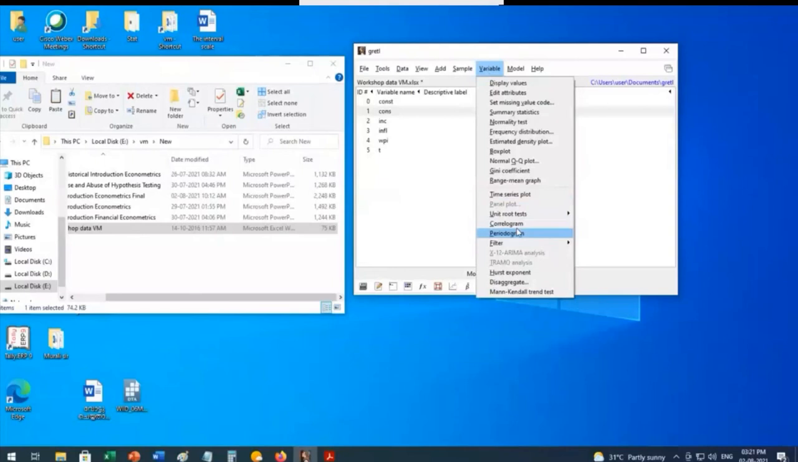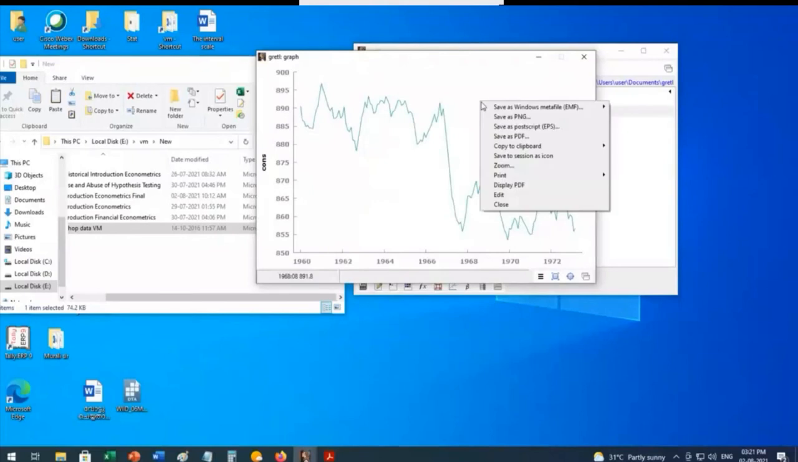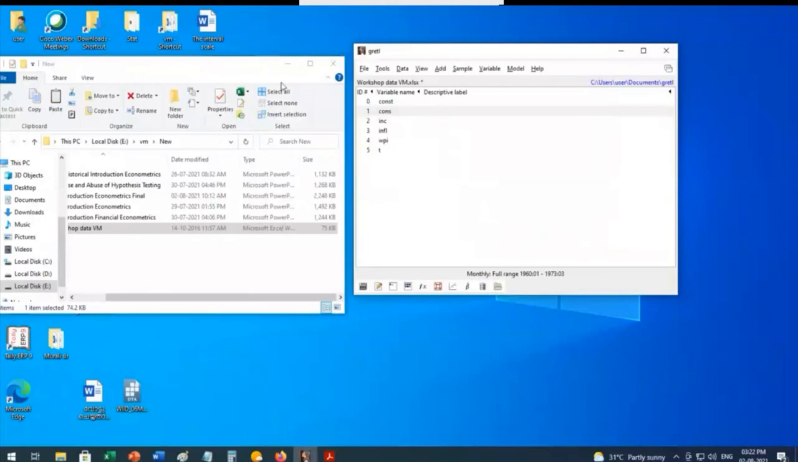Anyway, for consumption, we can have a time series plot. We just click this one and we get the time series plot here. So just one click and we get the time series. We can of course edit it. Right clicking, we can edit this one, and then we can copy paste this onto Word. Now, how do we do the multiple regression? Now, one way of entering the data is dragging and dropping. Another way of entering the data is as usual.